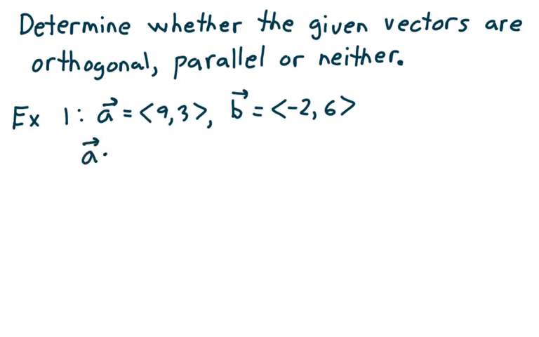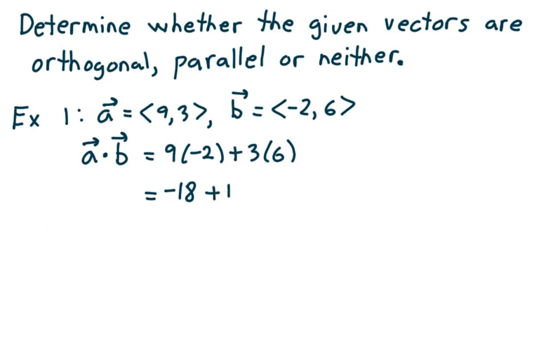So if I take A dot B, well, this is 9 times negative 2. So I'm going to multiply the first components, and then multiply the second components and add the results. So 9 times negative 2 is negative 18. Negative 18 plus 18 is equal to 0. And since I got 0, that tells me that A and B are orthogonal. And I'm done.